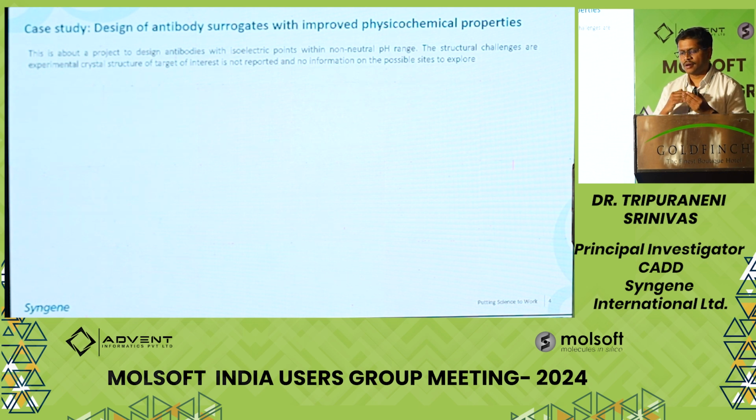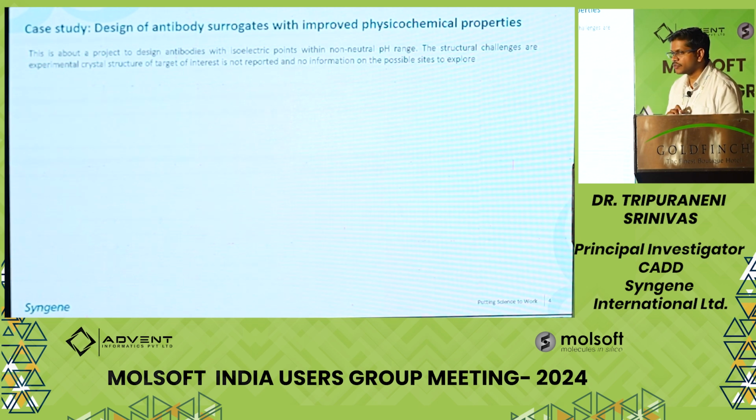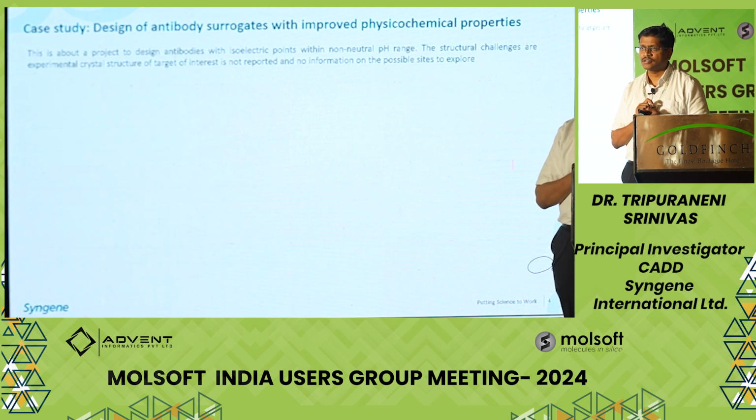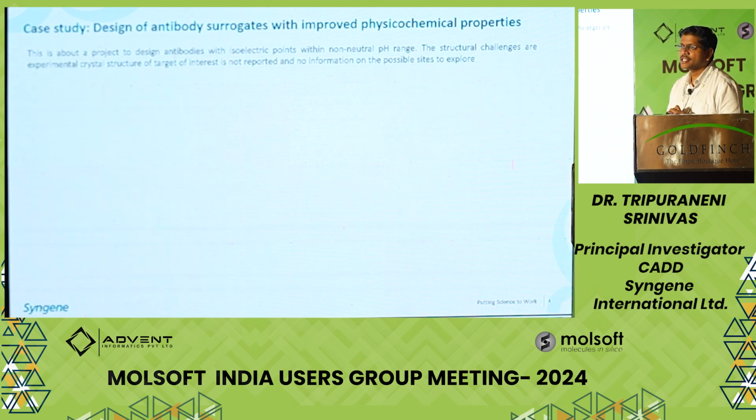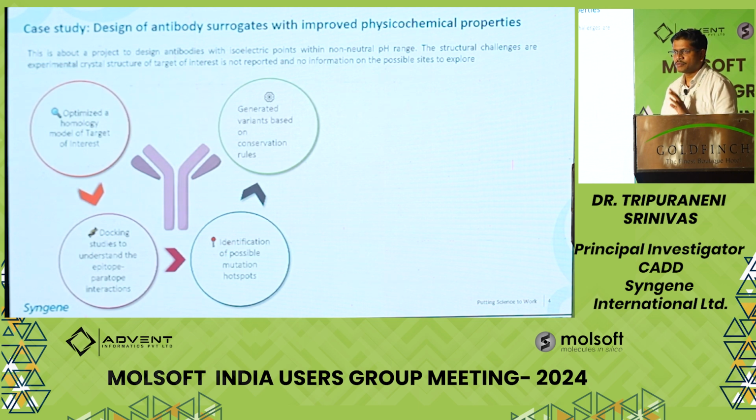If you change any property, even if a single amino acid changes in an antibody, the entire binding pattern may change. So this is a really challenging thing, and we don't have any information on epitope-paratope interactions because the target of our interest has a poor resolution at one end. So we cannot rely on it. It's not completely elucidated. So that was the challenge in this project, and it all started with a similar approach.